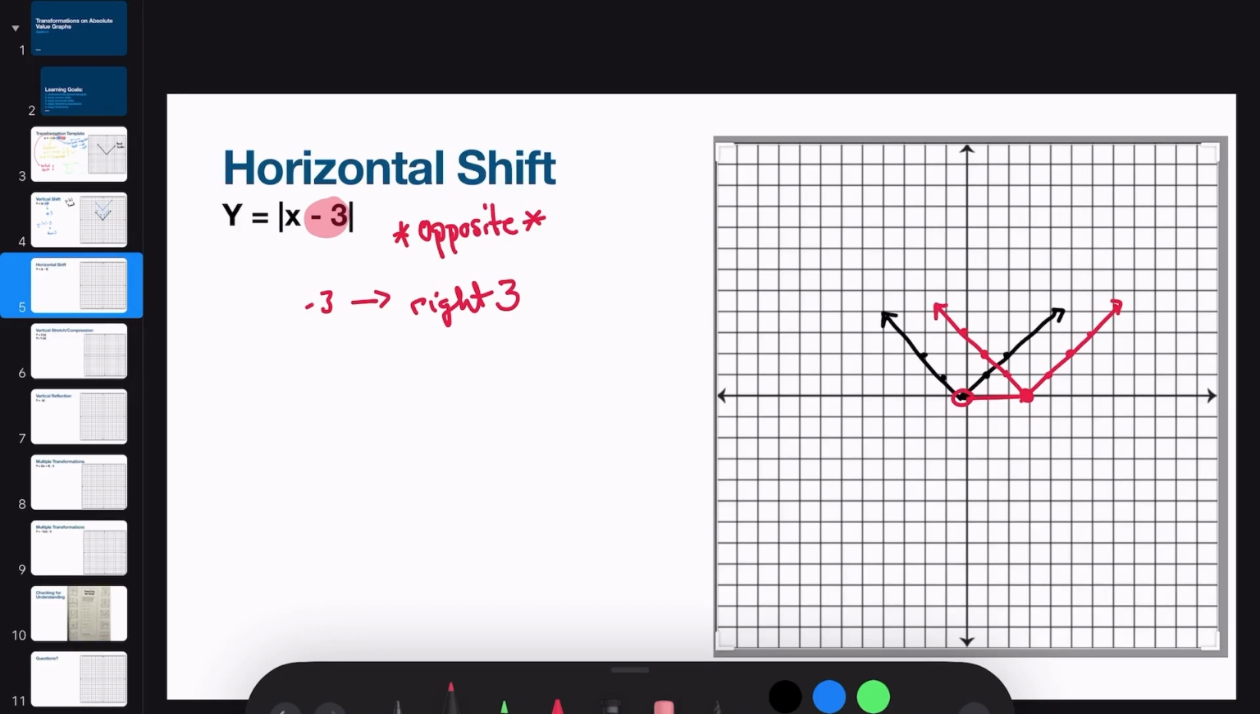I always like to do the what-ifs. If this was y is equal to the absolute value of x plus, let's say, 8, this plus 8 means that I'm going to move it to the left 8. So I'd take my origin, move it 1, 2, 3, 4, 5, 6, 7, 8, and then redraw your parent graph 8 units to the left.